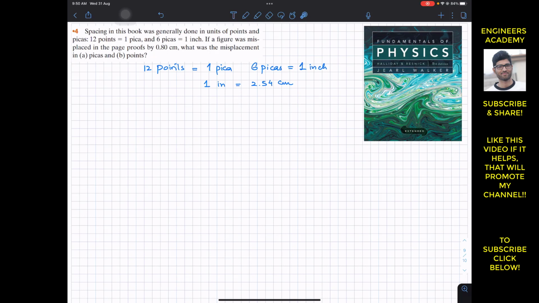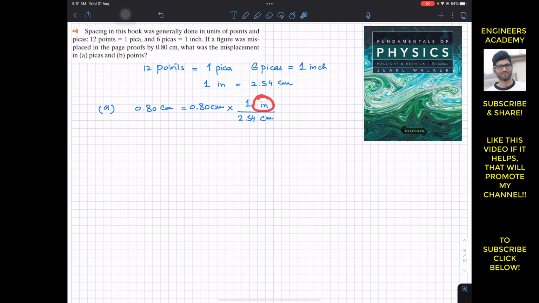Now, first of all, we need to convert this 0.80 centimeter into picas and then to points. So the solution for part A is we are given that this is 0.80 centimeter. So this will be equal to 0.80 multiplied by some fraction. Let me write it with the units. 0.80 centimeter. Now we want to cancel out this centimeter, so we need to have centimeter in the denominator, right? So I will write centimeter, and then we want to convert it into picas. So first of all, we have the conversion between inches and centimeter. So we can write that this is inch by centimeter. So now we know that 1 inch is 2.54 centimeter. So by doing this, centimeter will cancel out.